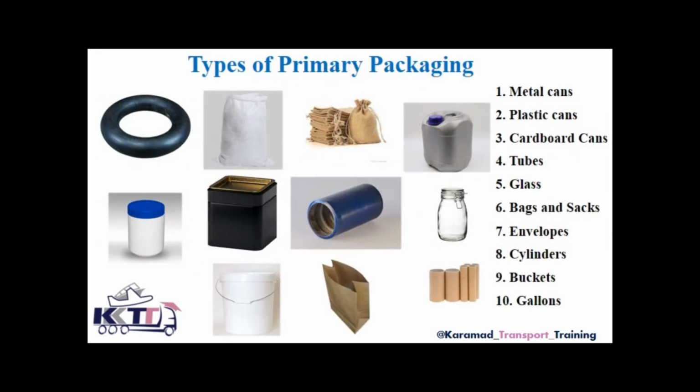In this section, we want to get acquainted with the types of primary packaging. As you can see in the picture, the types of primary packaging include metal cans, plastic cans, cardboard cans, tubes, glass, bags and sacks, envelopes, cylinders, buckets, and gallons, each of which can be used as a primary packaging.